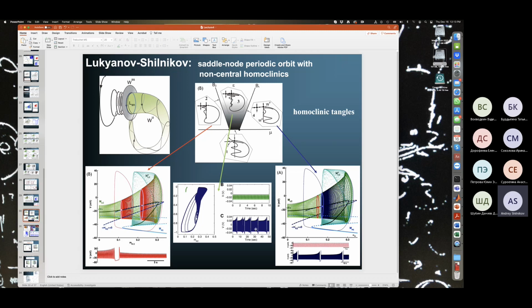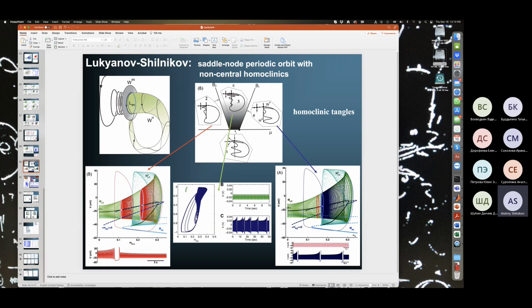And in between, right here, you generate tonic spiking activity like this, and then some chaotic transition towards that tonic spiking activity.